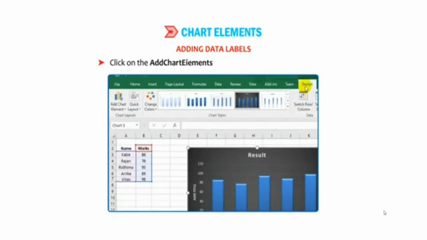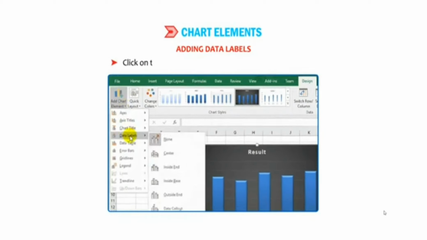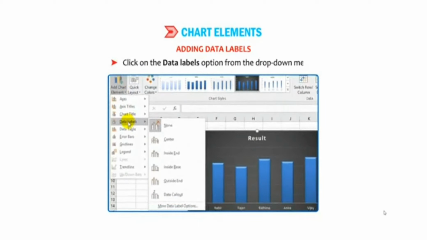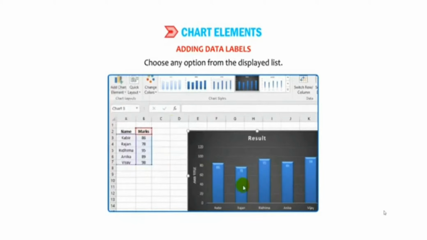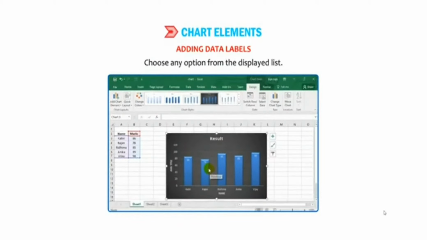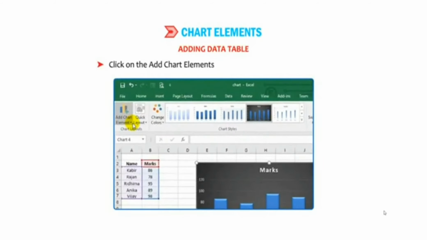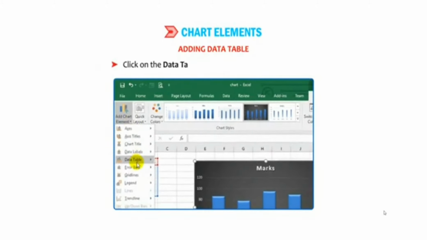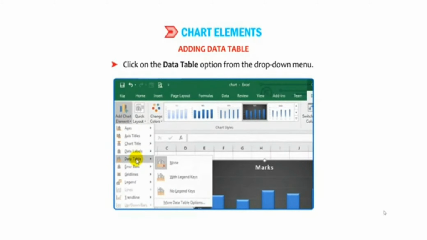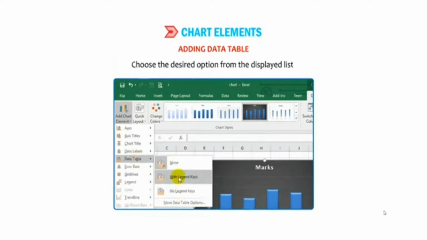Adding data labels. Click on Add Chart Elements button in the Chart Layouts group. Click on the Data Labels option from the drop-down menu. Choose any option from the displayed list. Adding data table. Click on the Add Chart Elements button in the Chart Layouts group. Click on the Data Table option from the drop-down menu. Choose the desired option from the displayed list.